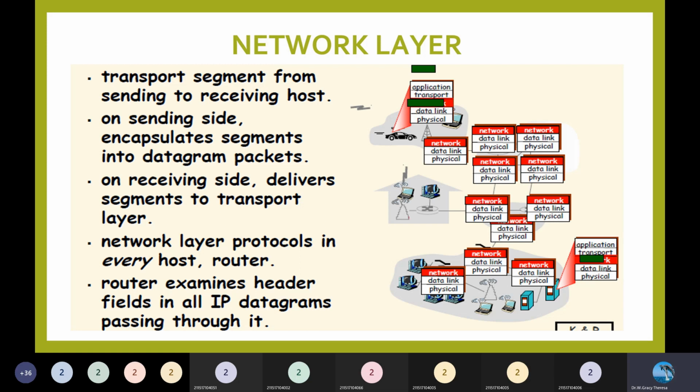It is going to decapsulate the packet to get the data, and then it is going to transfer that data packet to the upper layer, that is the transport layer, and the next feature goes on. So this is the role of the network layer.